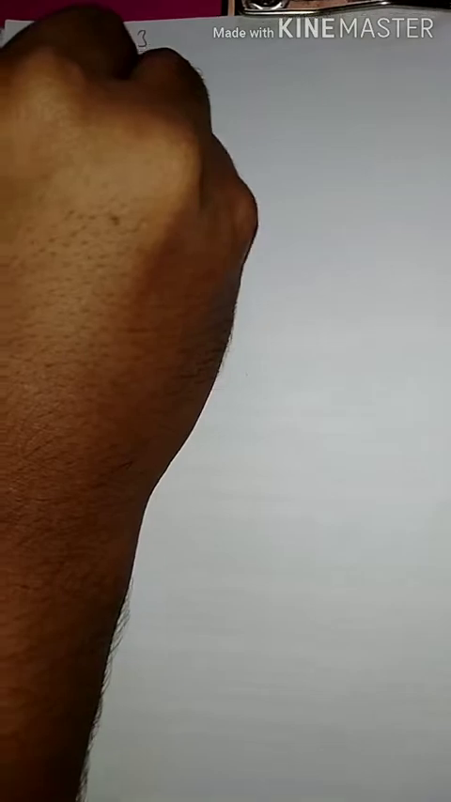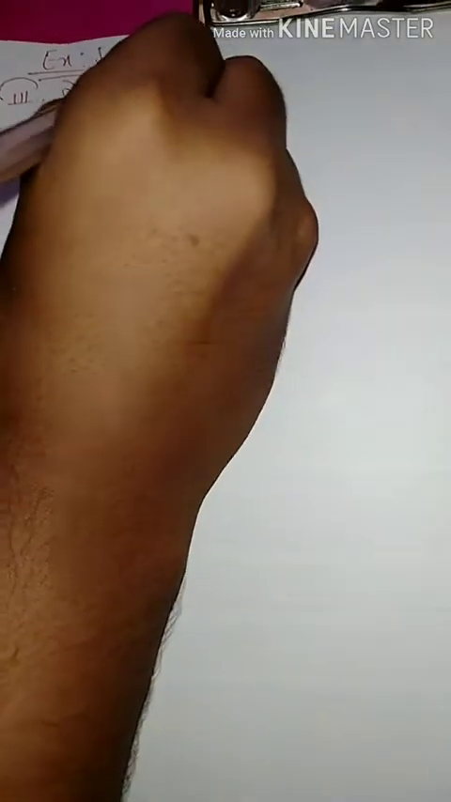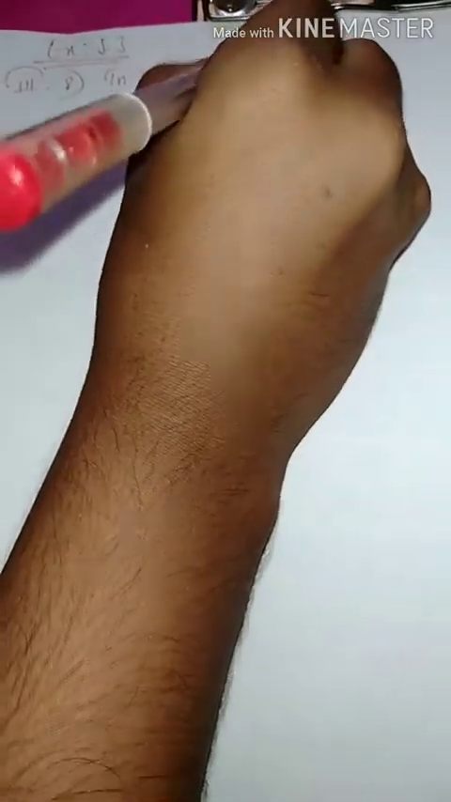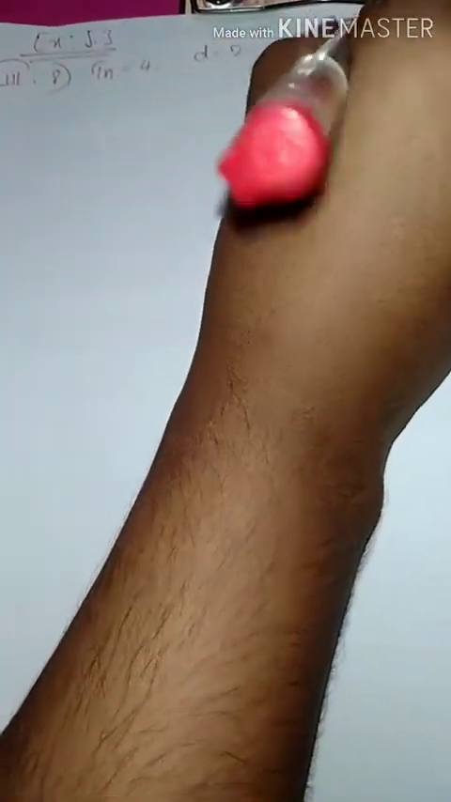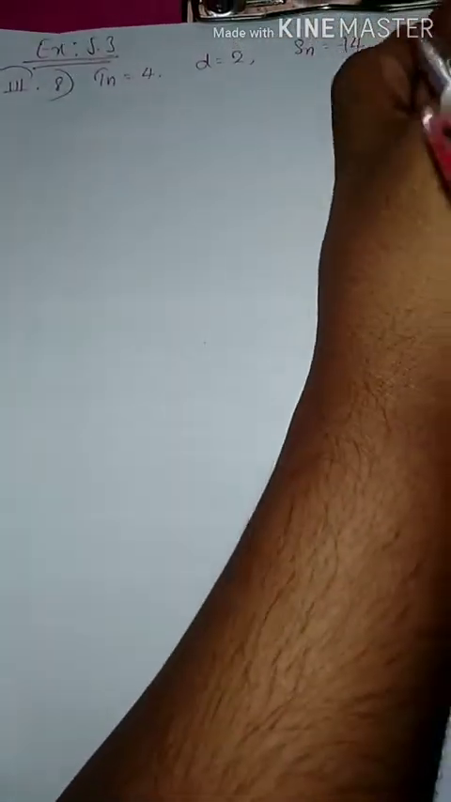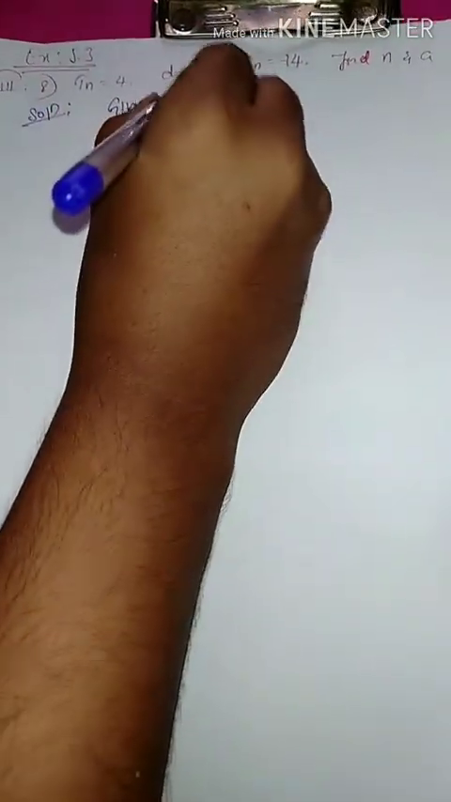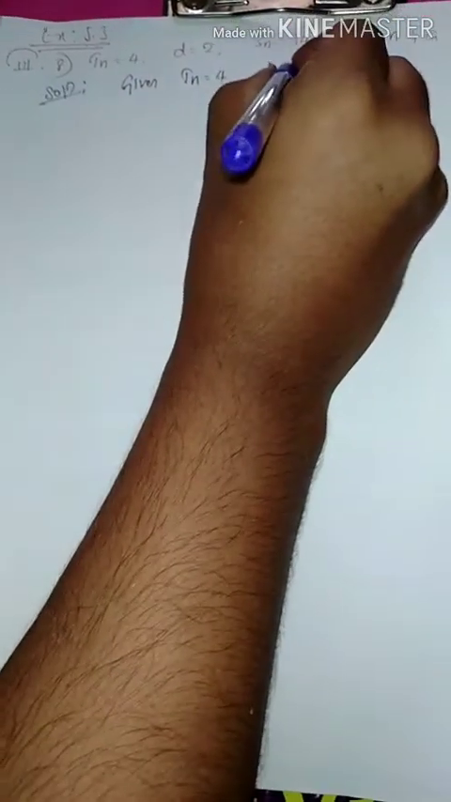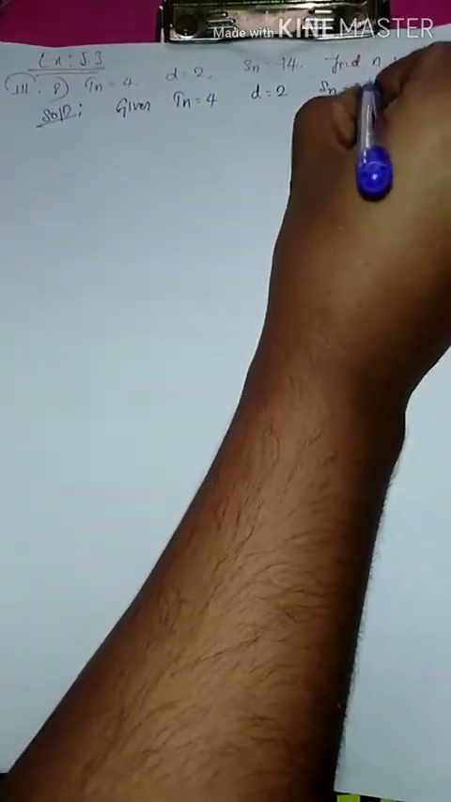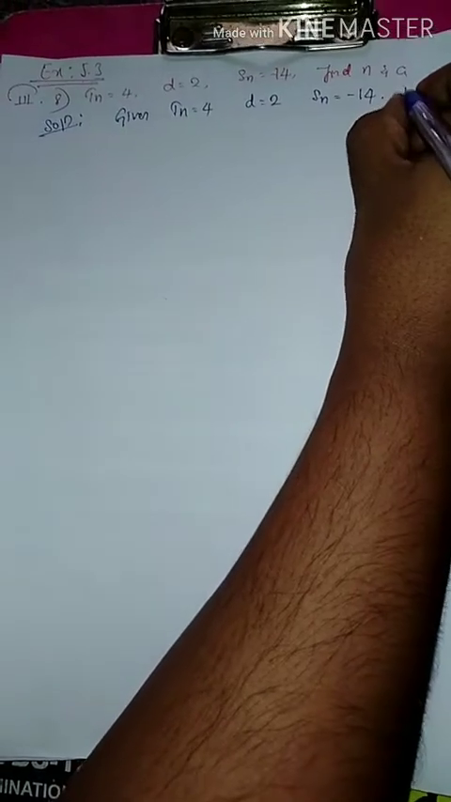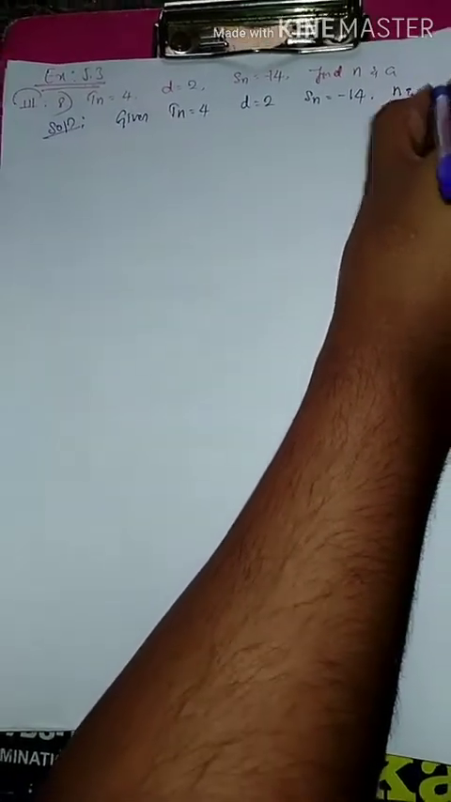And next, exercise number 5.3, third main, 8th problem. In an AP given Tn is equal to 4, d is equal to 2, Sn is equal to minus 14, find n and a. Solution. Given that Tn is equal to 4, d is equal to 2, Sn is equal to minus 14, and we need to calculate n and a.